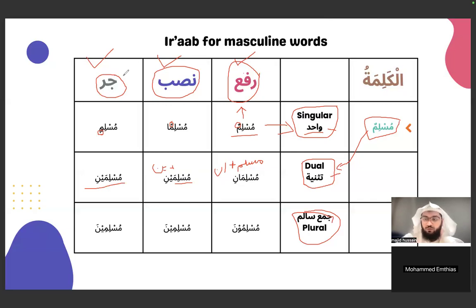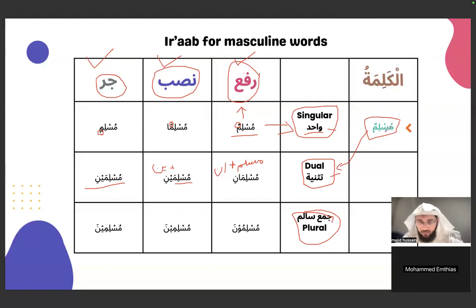So how would one understand whether this word is in the category of Nasab or Jar? Through the context only. You'll be able to differentiate between Nasab and Jar through the context. In the singular form, it's easy because its appearance is visual. We can understand this because of dhammatain, fathatain and kasratain. But in the dual, especially in the Nasab and Jar state, we need context to differentiate between each other.